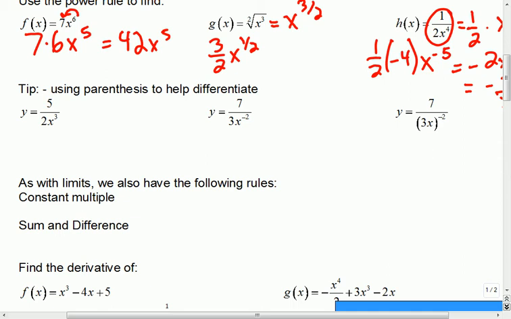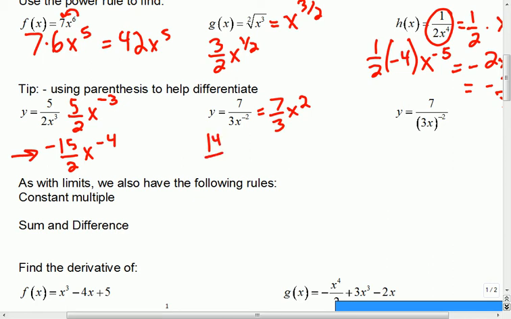Okay, so I've had a chance to see some of you guys at work, and it looks like you're getting the hang of it. So I'm going to catch up to you. You can double check over on the board here. I would have rewritten this as 5/2 x to the negative 3, which means the derivative would become negative 15/2 x to the negative 4. For the next one, I would have rewritten this as 7/3 x squared. So it's going to be 14/3 x.